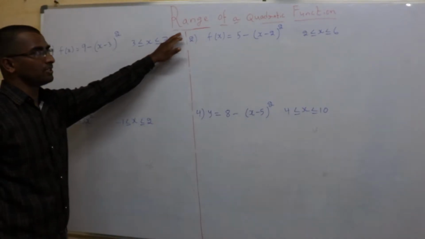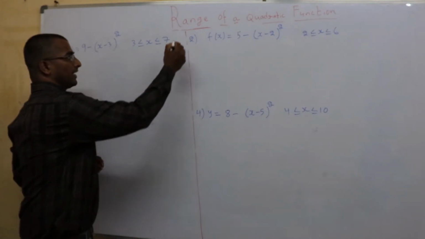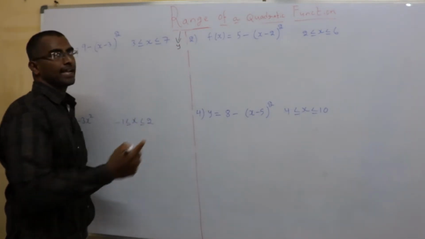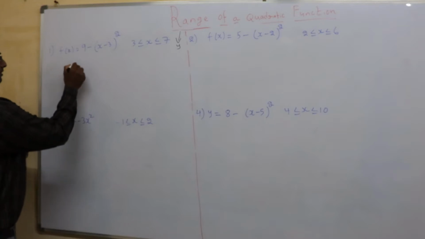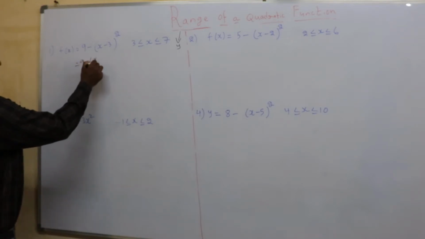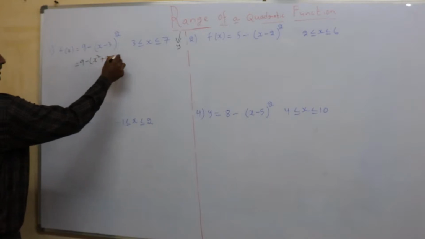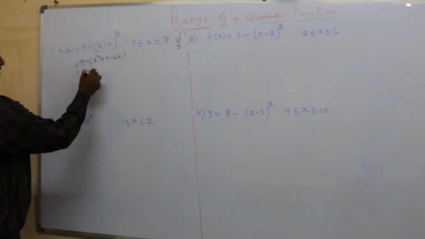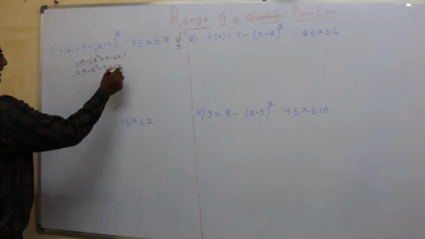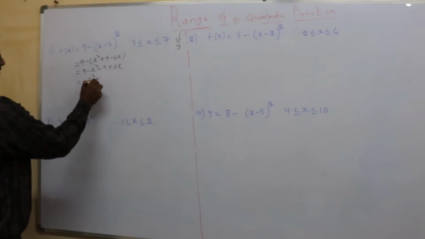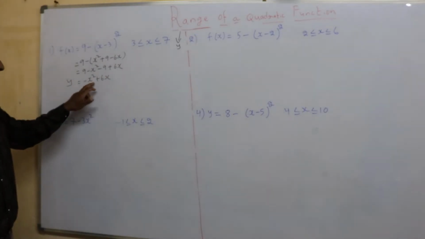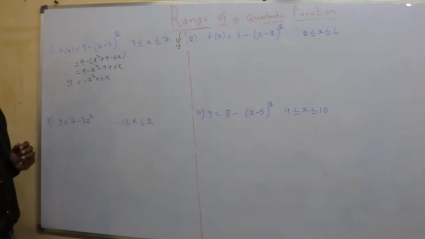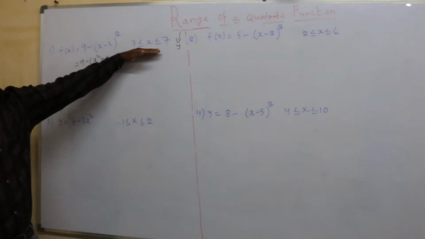Fine. Range of a quadratic function. Range means the values that y can take. Quadratic function means if I expand it, what do I get? 9 minus x square plus 9 minus 6x, which is 9 minus x square minus 9 plus 6x, which is minus x square plus 6x is f of x or y. Quadratic function means power on x is 2. Clear? Now my range depends on this value of x.